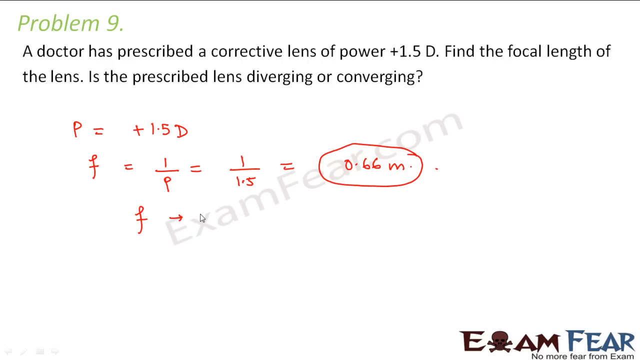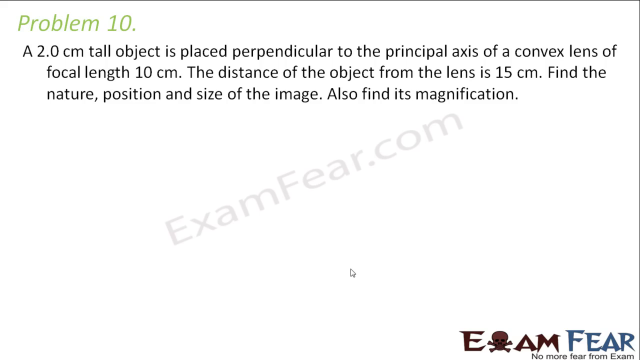Now what do we see? Focal length is positive in this case. So what kind of lens is this? It is convex lens. And convex lens is a converging lens because it tends to converge the incident rays falling on it. Let us now look at the 10th problem.